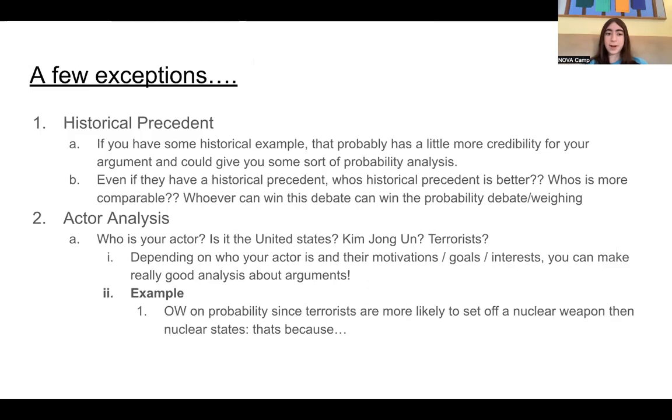That's not probability weighing because that's just a non-unique, right? You're saying that even when their argument happens, they're not solving for their impact because so many other actors or so many other countries are doing the same thing. I think that's just a non-unique. That's inherently what a non-unique is.